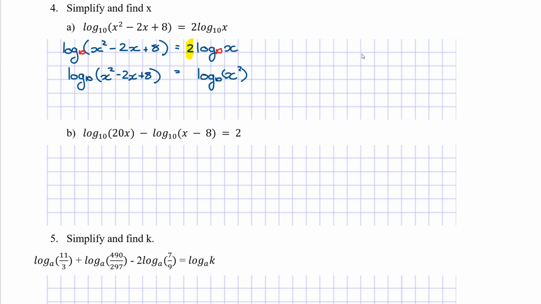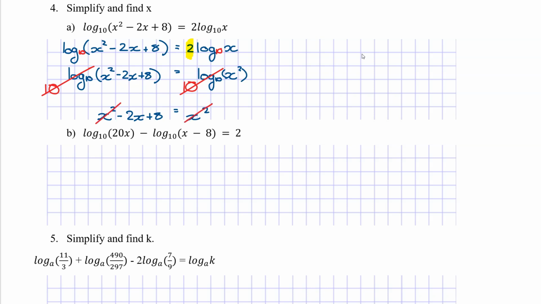Alright, so now I'm going to raise both sides of the equation to the power of 10. I'll go to a new line and write it like this: 10 to the power of log 10 of the left side equals 10 to the power of log 10 x squared. Now because I've raised both sides to the power of 10, the 10 and the log 10 cancel like so. And that leaves us with a simple quadratic equation: x squared minus 2x plus 8 equals x squared. And what's really convenient is it's not actually a quadratic equation because we can cancel out the x squareds on both sides of this equation.